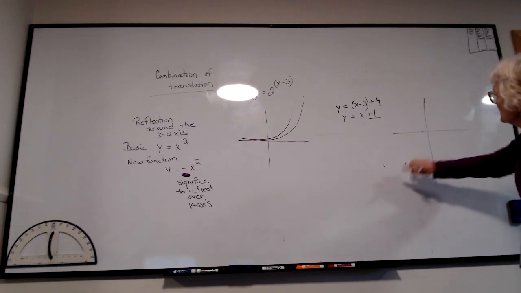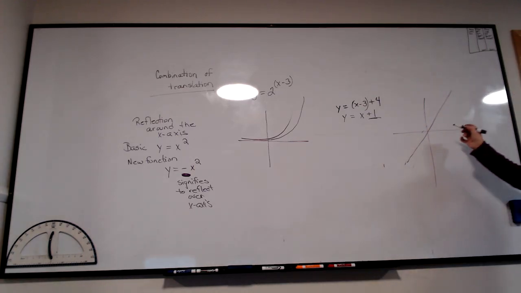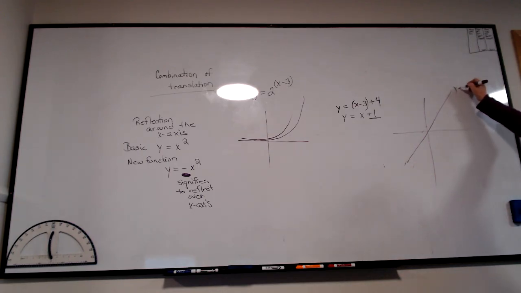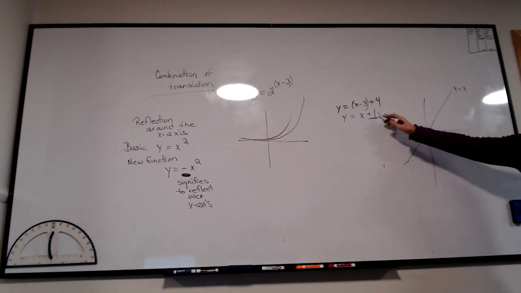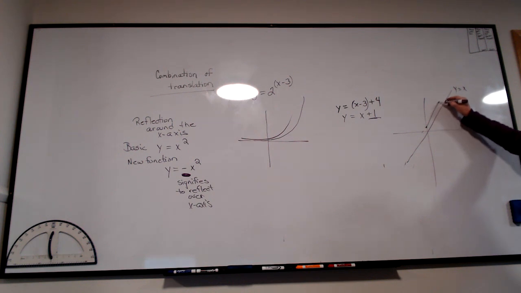That is not my base function. So this is 1, 1, 2, 2, 3, 3, 4, 4, 5, 5. This is y equals x. That's my base linear function. If I moved it up 1, that would be right here, and I draw it parallel.